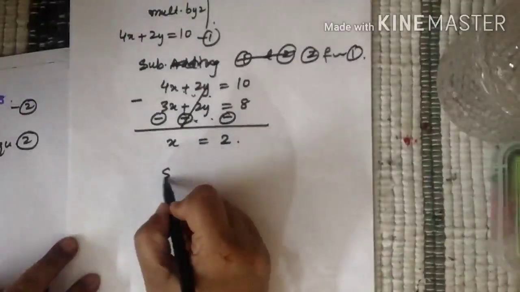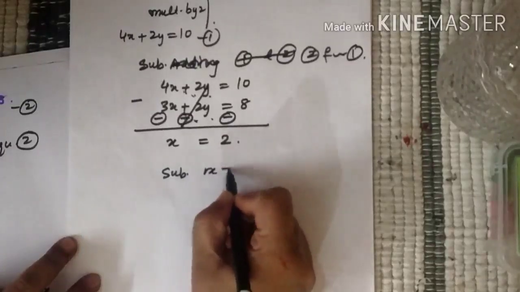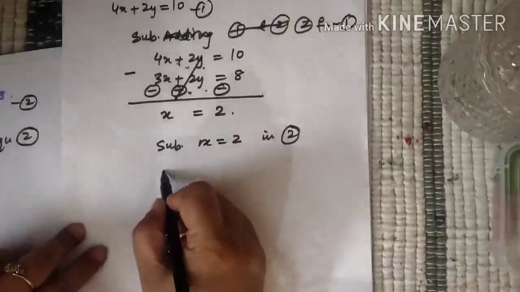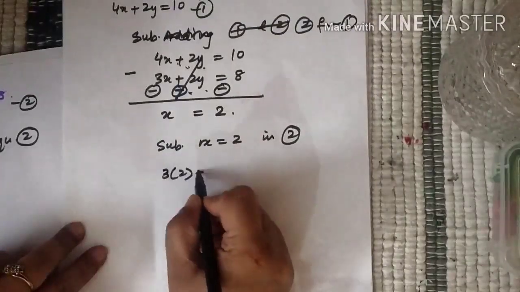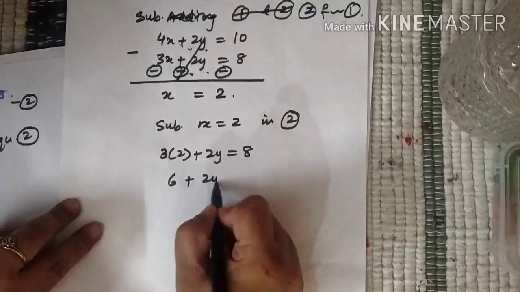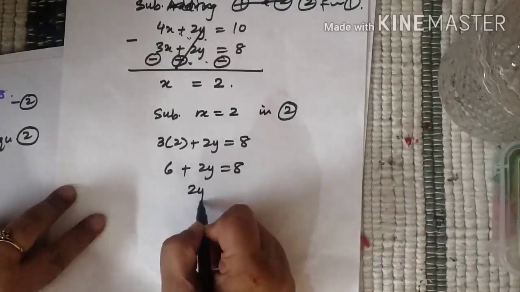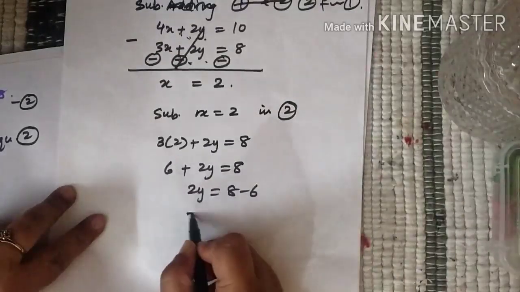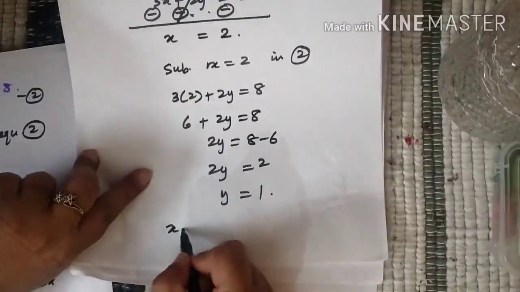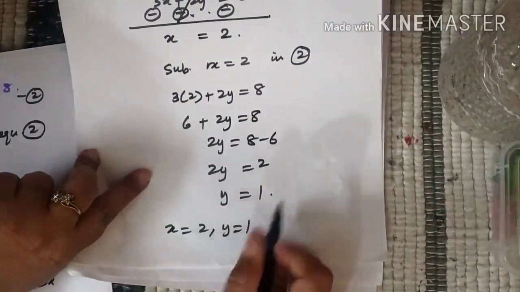Now substituting x equal to 2 in one of the equations. Let's substitute it in equation 2. So 3 into 2 plus 2y is 8. 6 plus 2y is 8. 2y is 8 minus 6. 2y is 2. So I get y as 1. So x is 2 and y is 1, my solution.